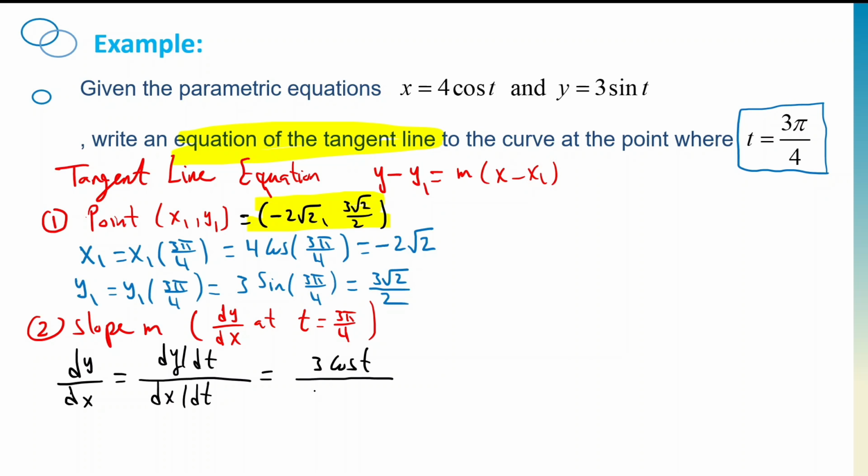And I need to find dx over dt, so this is negative 4 sine of t. Okay, now for this one, I need the slope, it's dy over dx at t equals 3 pi over 4. So if I replace here, it will give me the slope as 3 over 4. So now this is the slope. Now I have the point and I have the slope. I'm ready to find the equation. Okay, good.